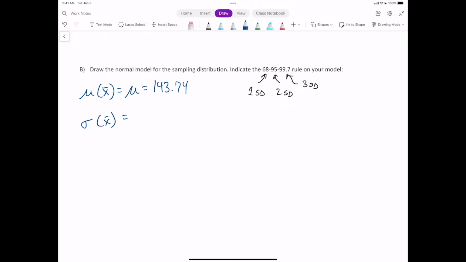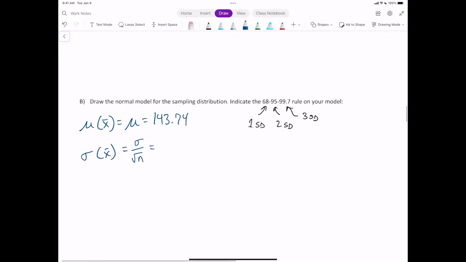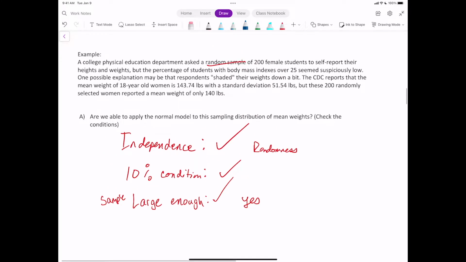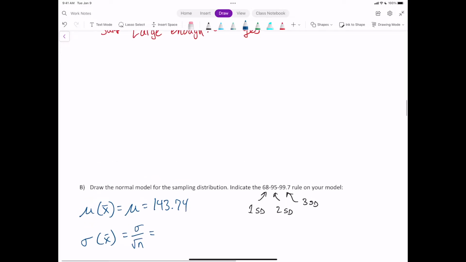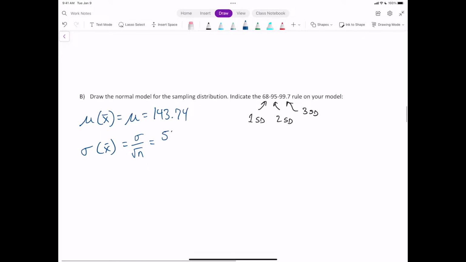Okay. The standard deviation of our sampling distribution, of our sample means, will be the population standard deviation, very important guys, divided by the square root of n. That's what makes this different from just a normal model we talked about earlier in the semester. So we take our standard deviation, which is 51.54, and we divide it by our sample size of 200. Remember, there were 200 randomly selected women. So we do 51.54 divided by the square root of 200.